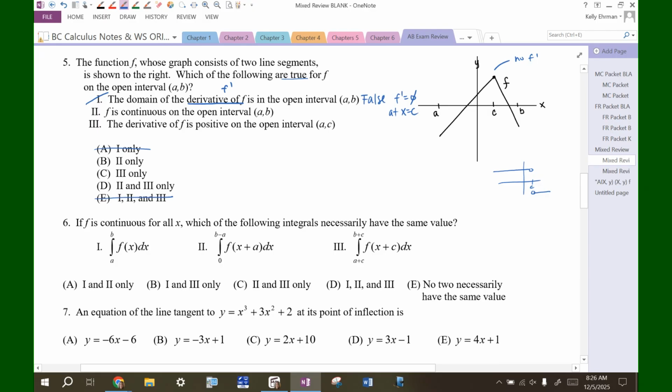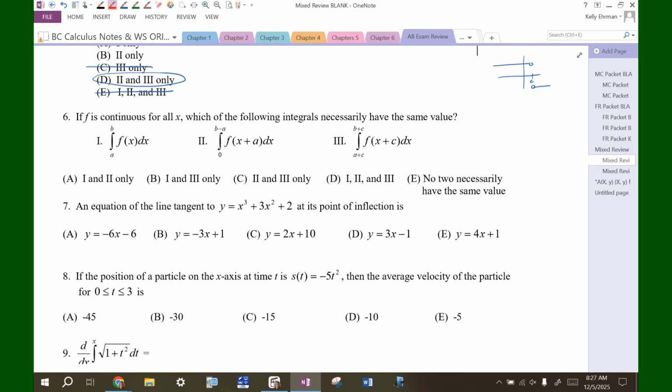F is continuous on the open interval a to b. F is continuous. Yes, this graph has no holes or asymptotes. So 2 is correct. That knocks this one out. The derivative of f is positive on the open interval a to c. Derivative is definitely positive. That's a positive slope on a to c. So I believe 2 and 3 are the solutions here.